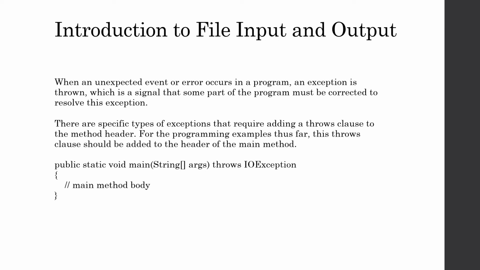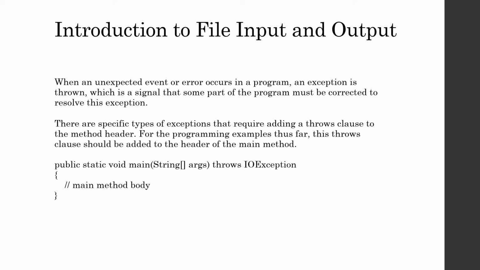So for all of the programming examples that we've been looking at so far, and all of the ones that we're going to be considering for our file IO, this throws clause should be added to the header of the main method. Since the main method is the only method that we're working with, that's where we're going to put this. So we can see right here we've got the rest of our main method's header, public static void main, and then String args. But then to the right of that, we've got what is known as the throws clause, which is going to say throws, and then specify the type of exception that we might throw, which in this case is going to be IOException.